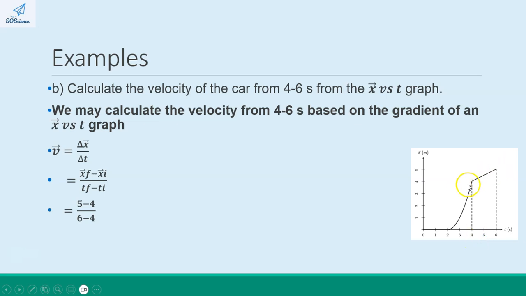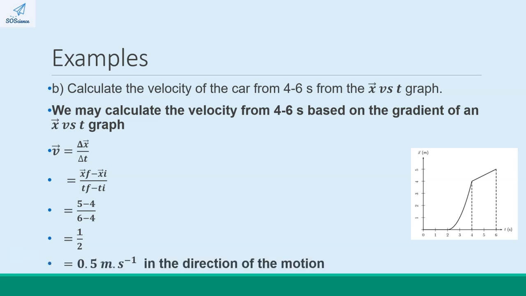Now, this is a positive gradient, so we're expecting to get a velocity value that is positive, which means that it's in the positive direction or in the direction of the motion. So that gives us 1 divided by 2, which is 0.5 meters per second in the direction of the motion. So based on the xt graph, using this gradient, we can work out the velocity of the car from 4 to 6 seconds.